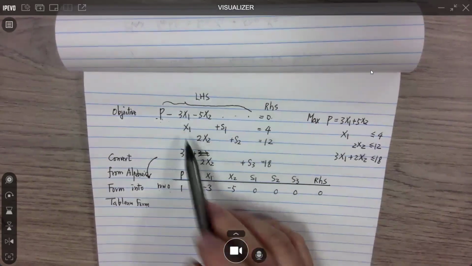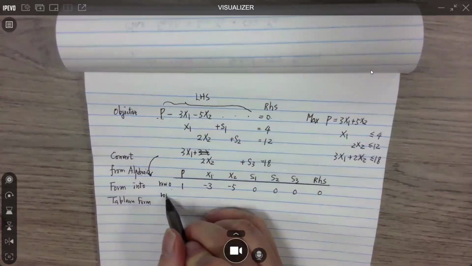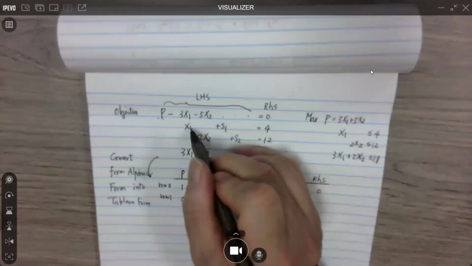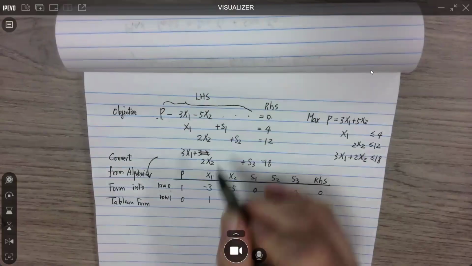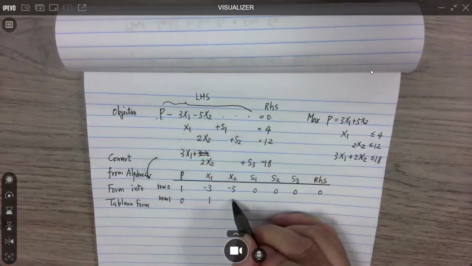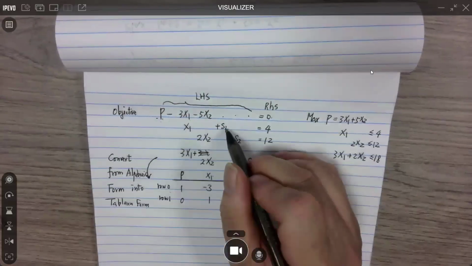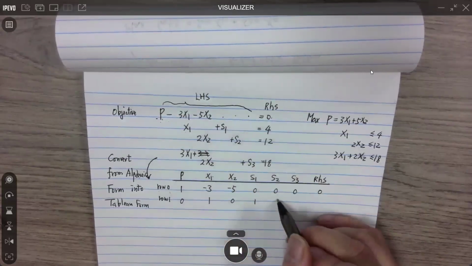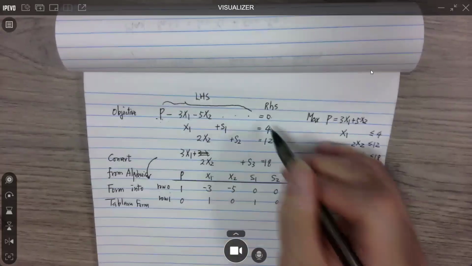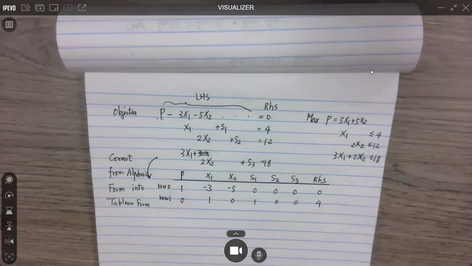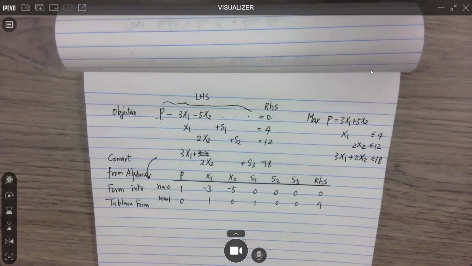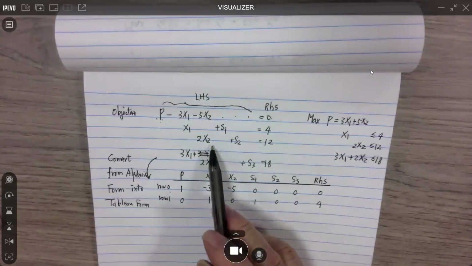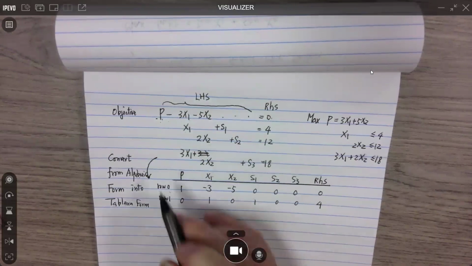Second one, we complete row 1. You don't see P because it's 0. X1 is 1. You don't see X2 because its coefficient is 0. S1 is 1. You don't see S2, S3. And the right-hand side is 4. So you just repeat this process and complete the tabular form.